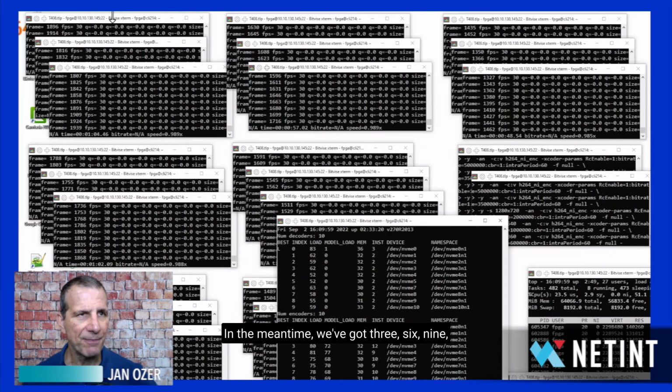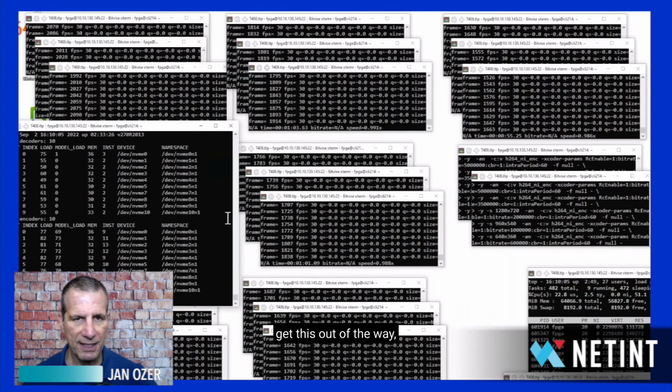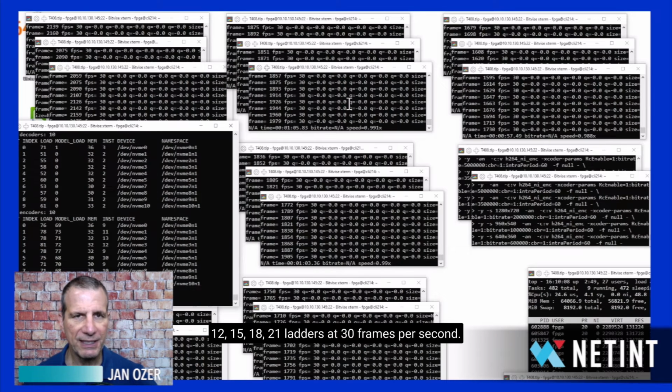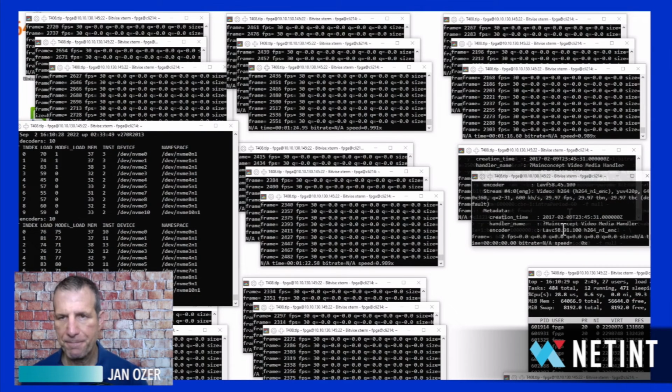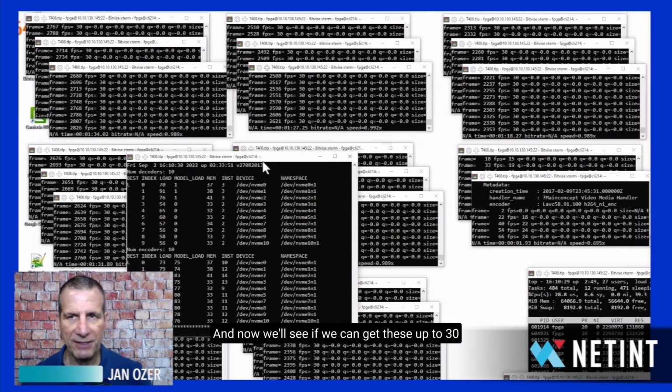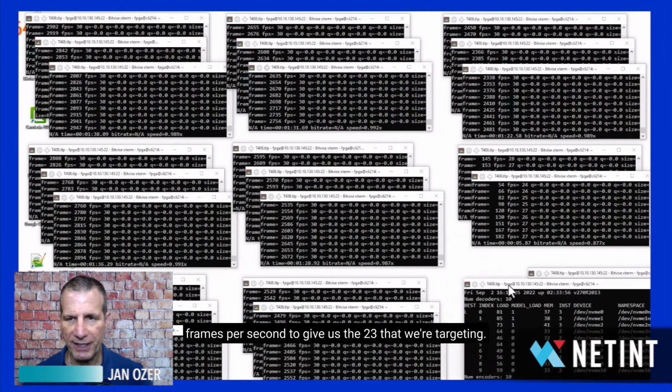In the meantime, we've got 3, 6, 9, 12, 15, 18, 21 ladders at 30 frames per second. And now we'll see if we can get these up to 30 frames per second to give us the 23 that we're targeting.